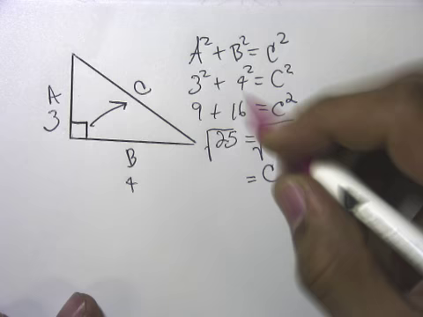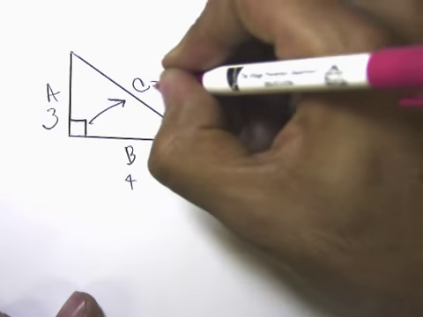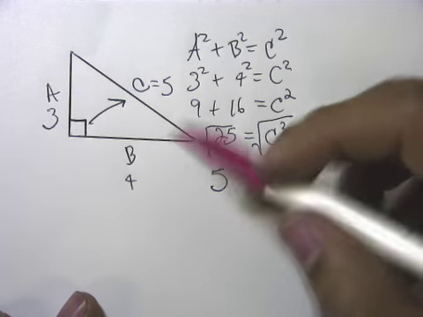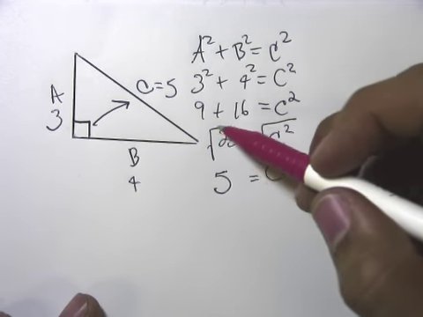The square root of C squared is C. The square root of 25 is 5. And C is equal to 5. This is a nifty trick to know when we're doing complicated triangles.